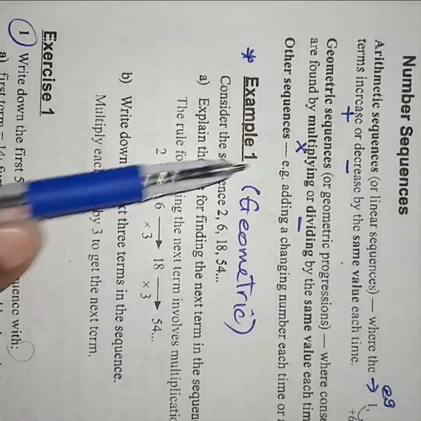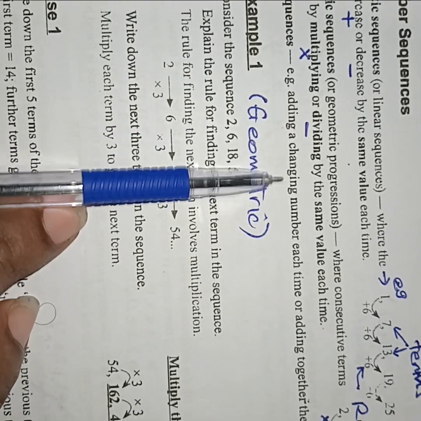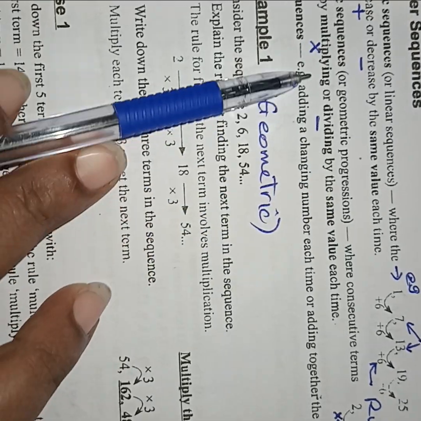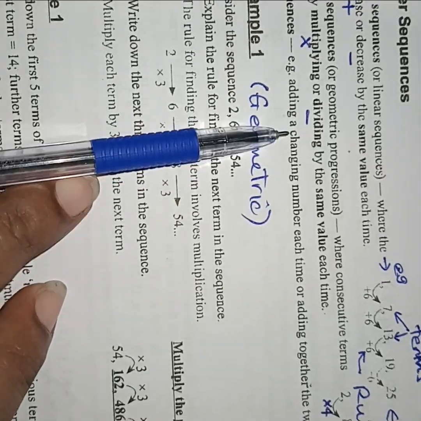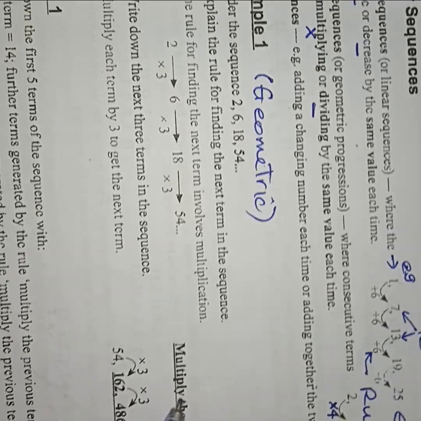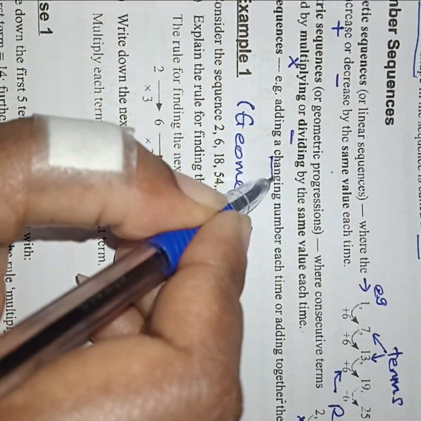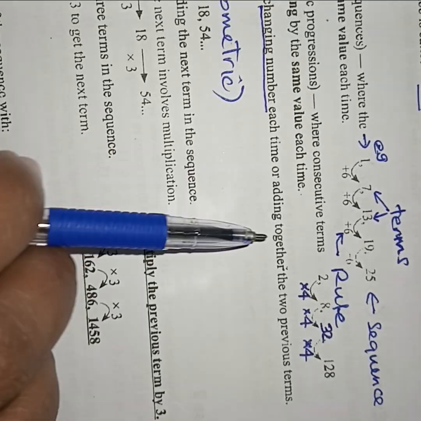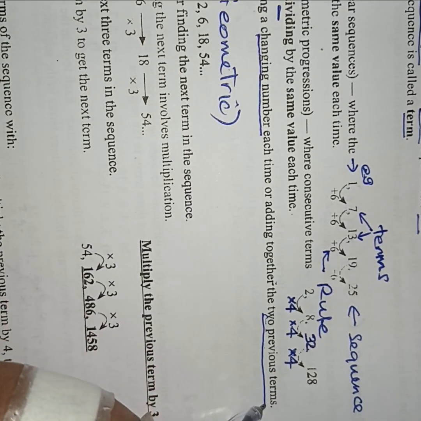And of course, there are other types of sequences as well, where you do something else apart from just adding or subtracting the same value, or multiplying or dividing by the same values. You do things like adding a changing number each time. The values that you add are not the same, but they change by a same pattern every time. Or you add together the two previous terms. There can be a lot of different patterns to follow.